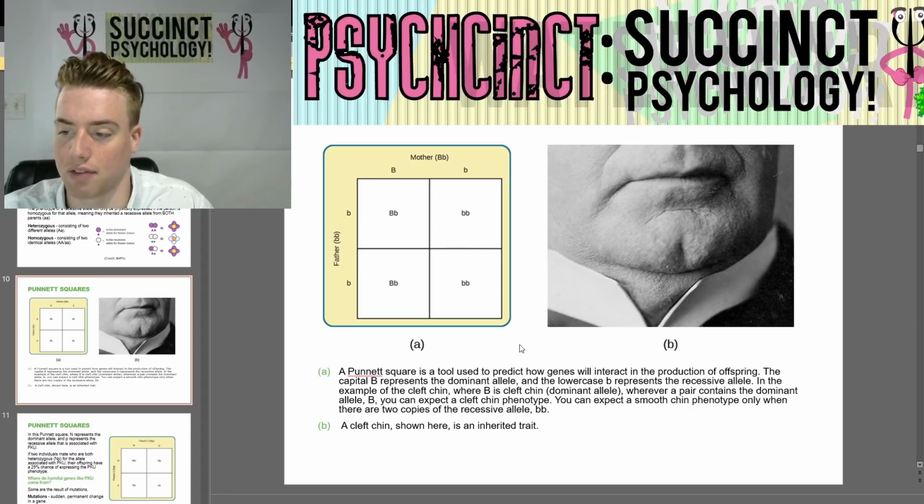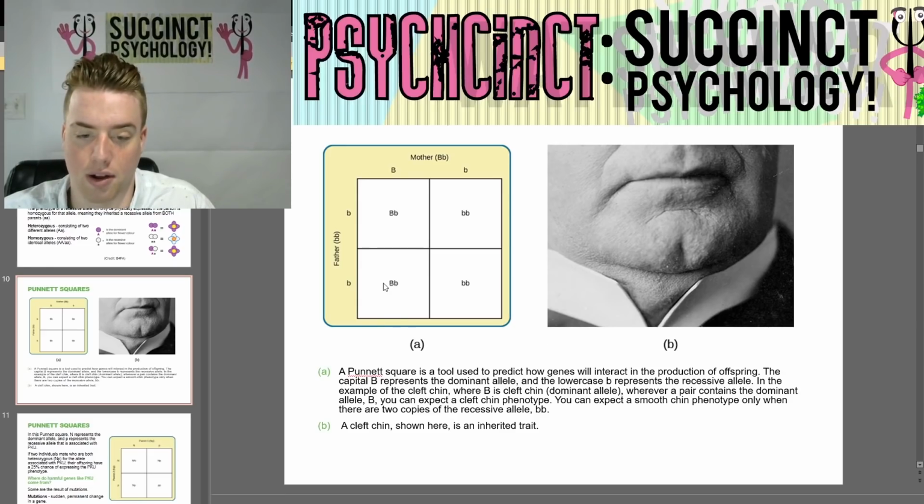In the example of the cleft chin, where capital B, the dominant allele, is cleft chin, wherever a pair contains the dominant allele B, you can expect a cleft chin phenotype. And again, phenotype is the physical things that you can see. So you can expect a smooth chin phenotype only when there are two copies of the recessive allele, so lowercase b, lowercase b. So in this figure, you can see the cleft chin is shown here, and it's an inherited trait.